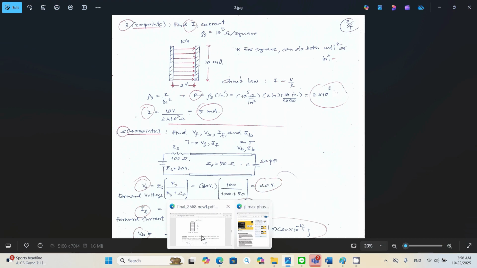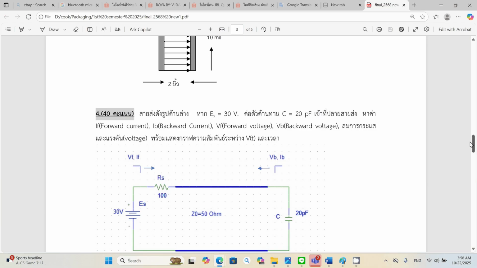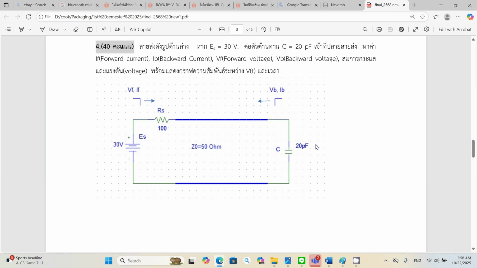Next, problem number 4. This one is about a transmission line. You have the load connected to a capacitor, 20 picofarad, and you have the supply voltage 30 volt, the source resistance 100 ohms, and the characteristic impedance of the transmission line is 50 ohms. It asks you to look for the forward voltage VF, the forward current IF, also the backward voltage VB, and the backward current IB.